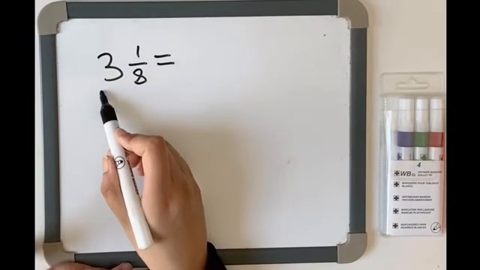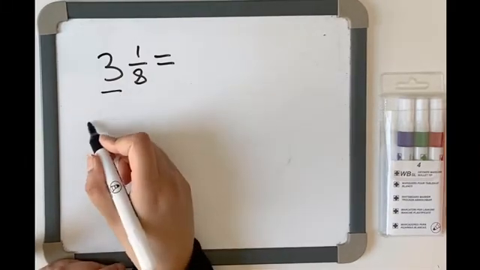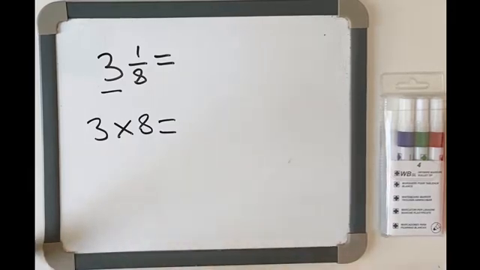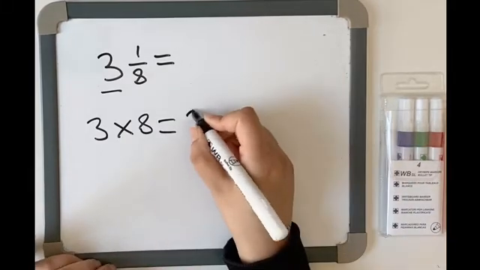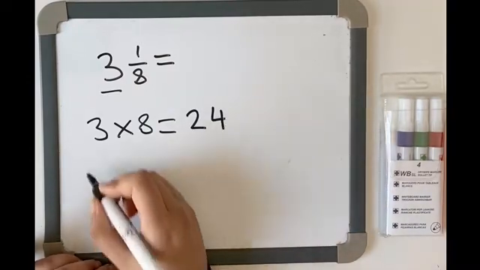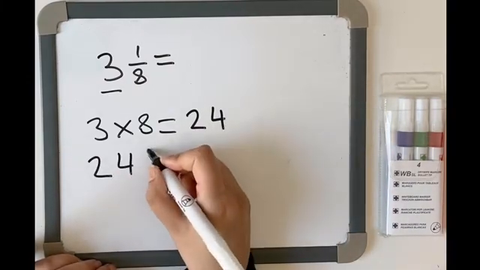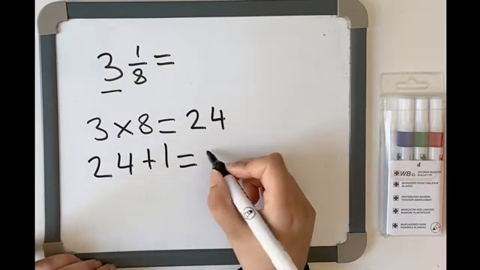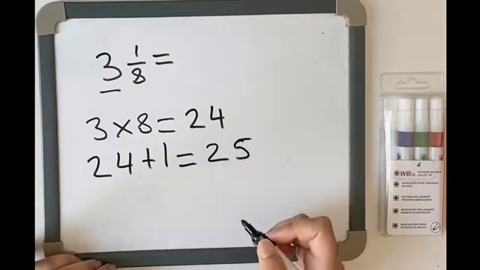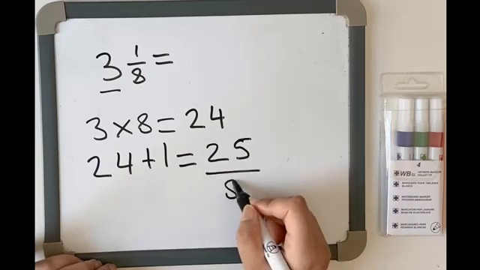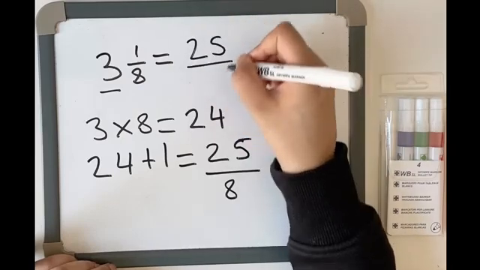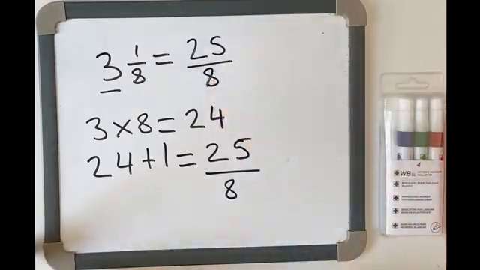We're going to get our whole number. We're going to multiply it by 8. 3 times 8, let's do it together. 3, 6, 9, 12, 15, 18, 21, 24. Going to take our 24. We're going to add it to our numerator, which is 1. 24 add 1 equals 25. And of course, our denominator stays the same. So the answer is 25 over 8, or 25 eighths.